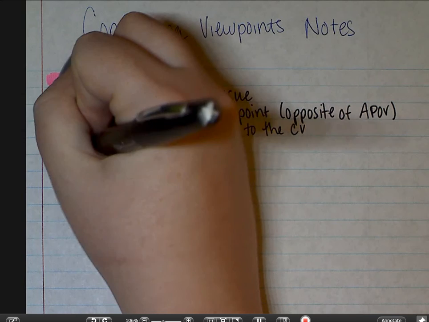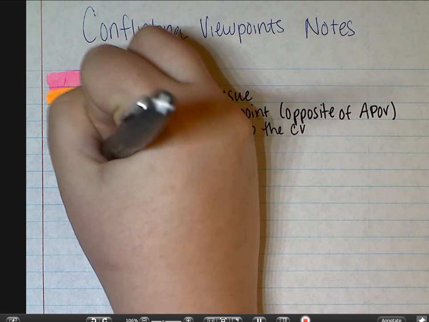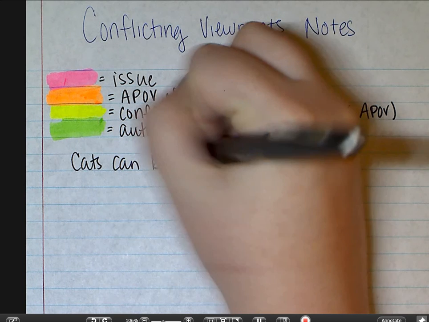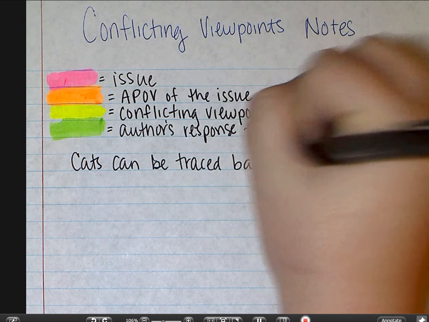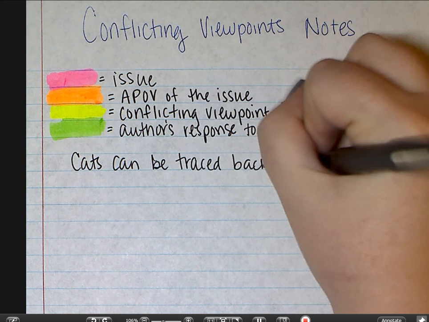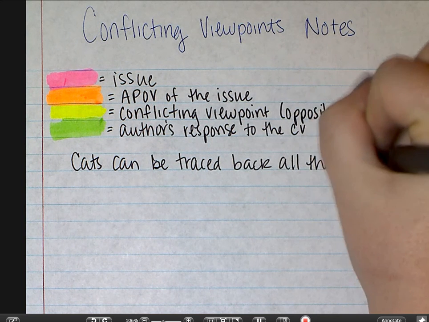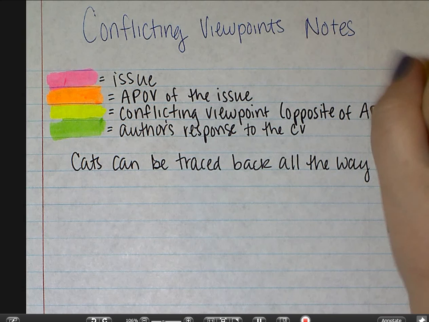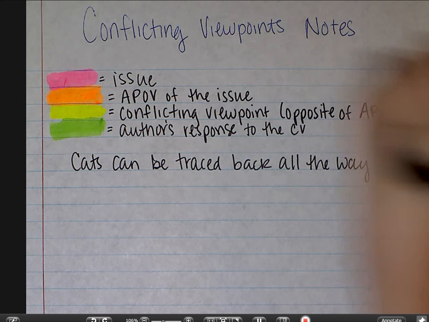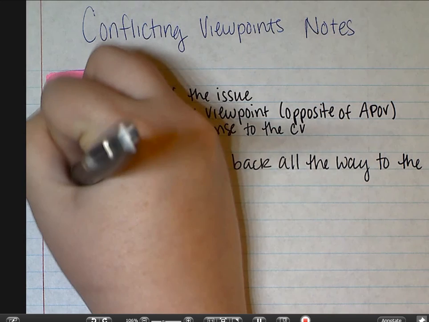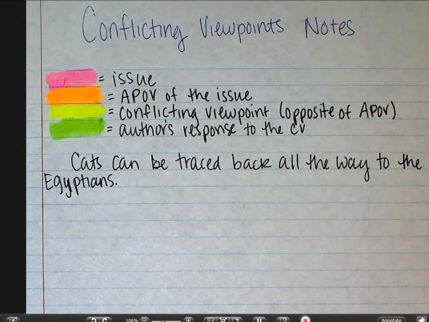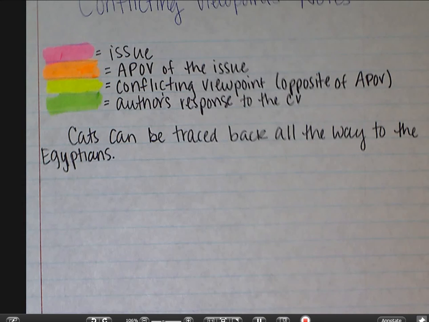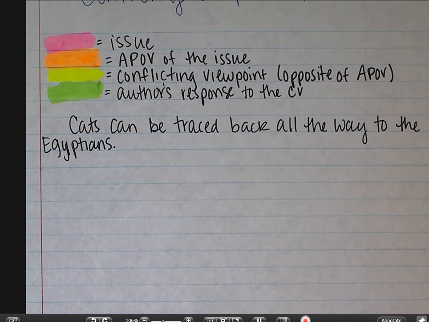Cats can be traced back all the way to the Egyptians. That's our first sentence. Can everybody see the sentence okay? Yeah. Okay.